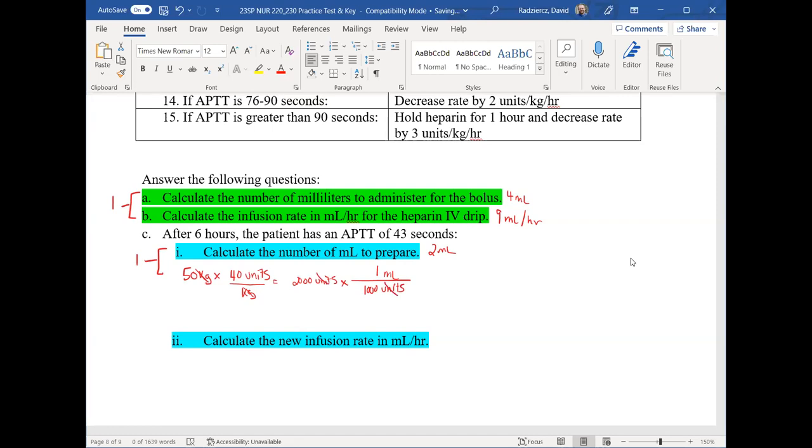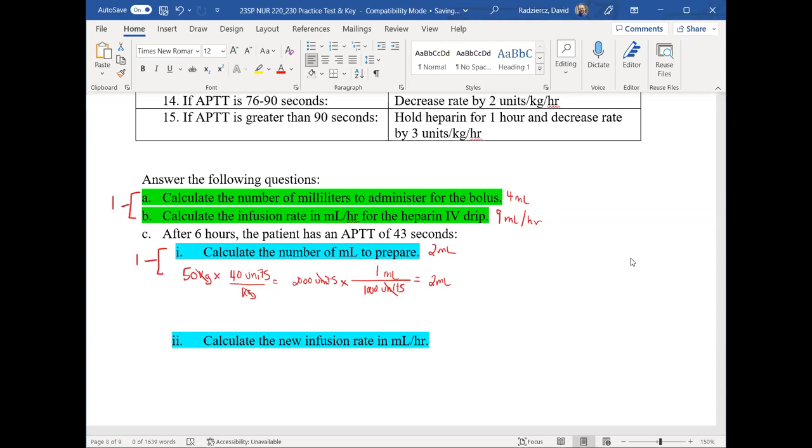Or if you're doing this as ordered over have, and you've done that plenty of times, you're just doing 2,000 over what you have available, 1,000, and then times the quantity, which is 1. But we're going to get the same answer, 2 mL. Same answer that we got up here.